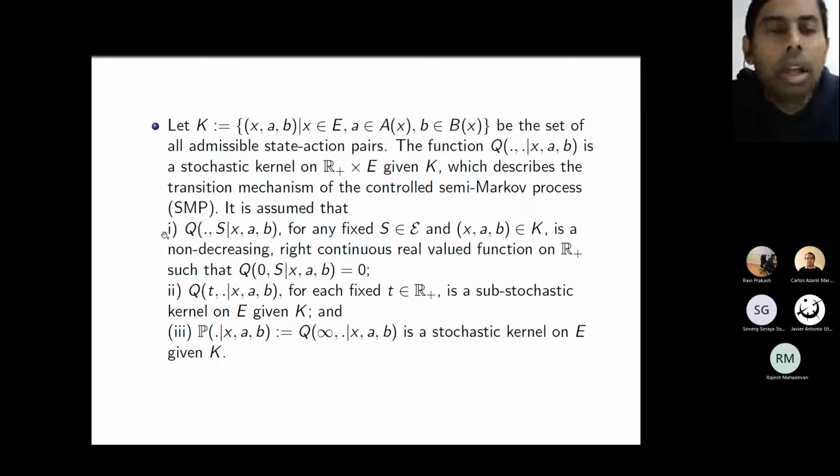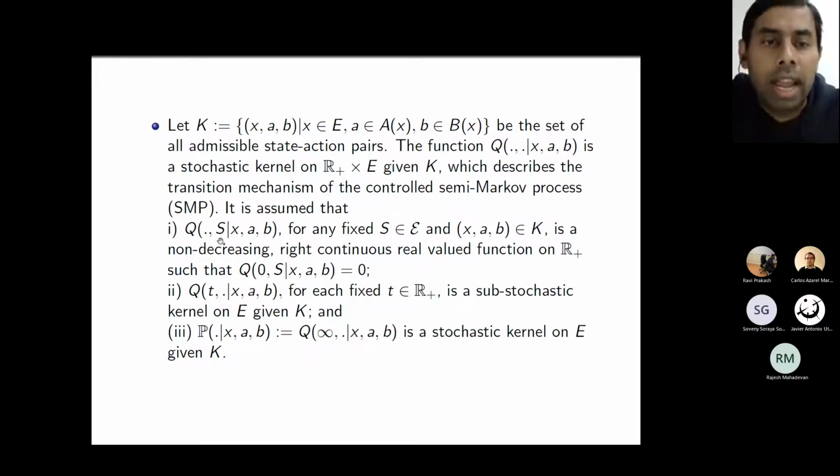Fine. Now, what is this transition kernel? Say you fix any set S in the Borel sigma algebra, and XAB is from K, which is the state-action pairs. Then, if you fix an S, think of the first component as the time component, and the second component as the state after the jump. As I said, it will stay in a particular state for a random amount of time and then jump to a new state, and again the same thing will happen. That random time and the state after the jump depend on the actions A and B through this stochastic kernel Q.